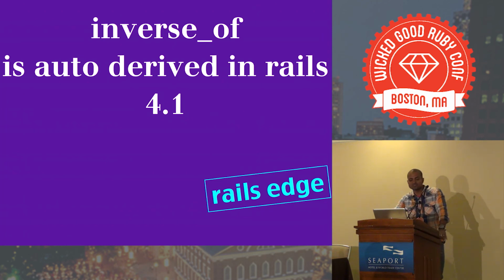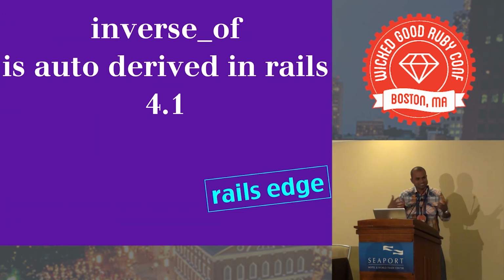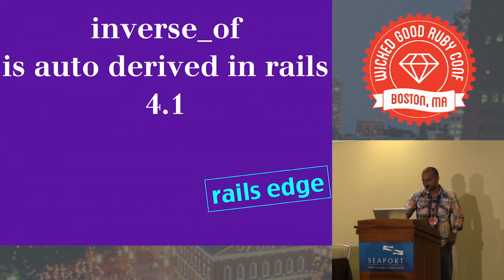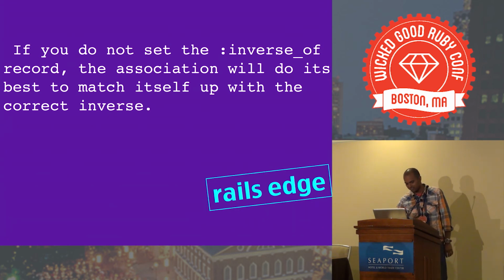That's because InverseOf is auto-derived in Rails 4.1. Awesome. This is exactly the right kind of magic I like, because this is the desired behavior. Why not apply it from the beginning perfectly? So in the Rails Edge, they solve this problem. If you do not set the InverseOf, and if you don't want InverseOf, you have to explicitly go and say InverseOf false. Makes sense. For some reason, if you don't want it, but otherwise by default, they'll apply it. Good. I love it.